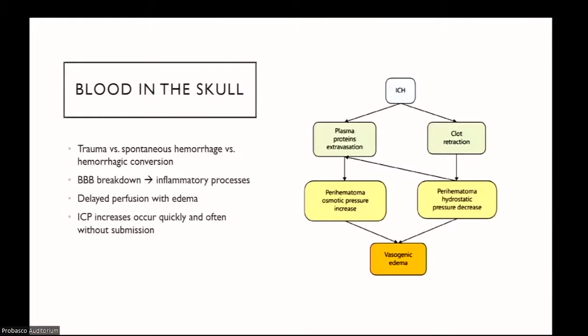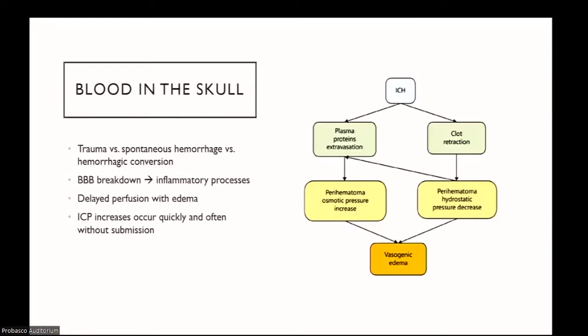So then we'll talk about blood in the skull. Traumatic injury is a very common cause of bleeding, and it causes injury directly to the brain parenchyma and leads to neuronal injury that's kind of exacerbated by hematoma expansion and perilesional edema. And then a similar edematous phenomenon occurs with spontaneous bleeds, like hypertensive bleeds, aneurysmal bleeds, so on, and hemorrhagic conversion.